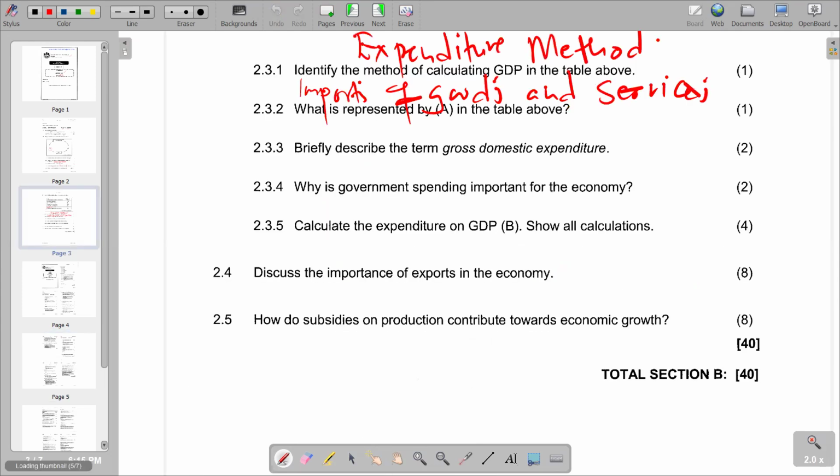Then we go to the last part of our question. We're saying, how do subsidies in production contribute towards economic growth? So basically, we've got subsidies as a term that we have there, and try to understand what exactly subsidies are. Remember, we have explained that subsidies are part of government expenditure under transfer payments. So we are saying subsidies is money that is given to firms or businesses that are facing high cost of production, so that they face lower cost of production.